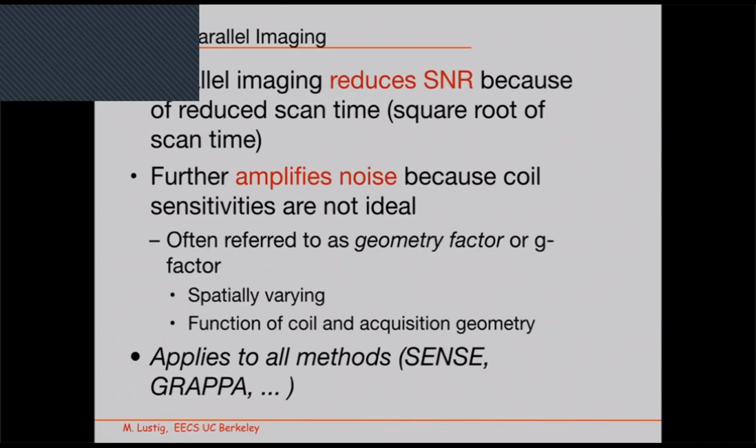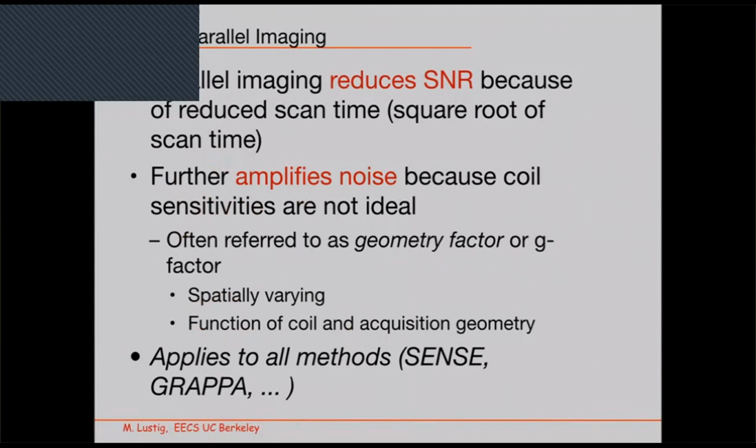Okay, so parallel imaging reduces SNR because of reduced scan time. You lose the square root of scan time. It further amplifies noise because coil sensitivities are not orthogonal, and that is referred to as the geometric factor, or geometry factor, or G factor, that is spatially varying. And it's a function of both the coil sensitivity and the acquisition geometry.